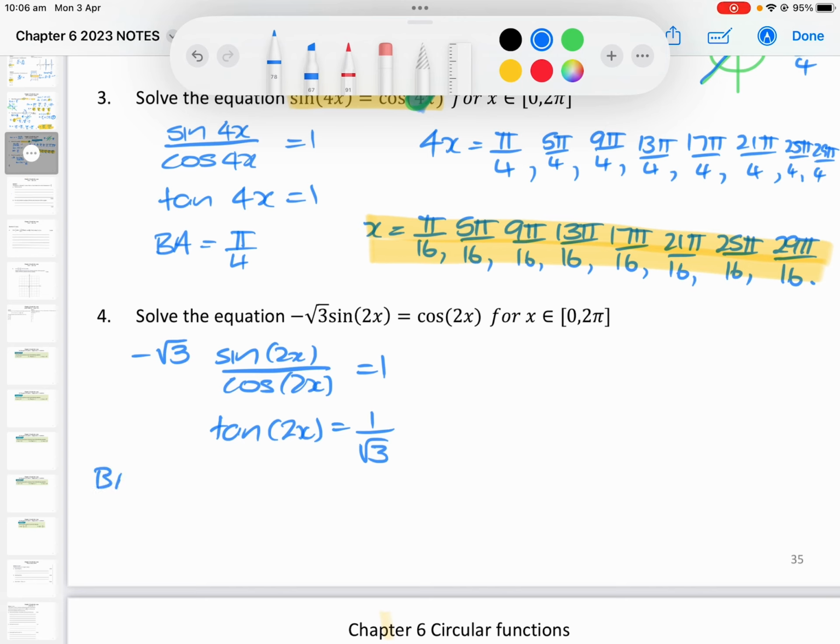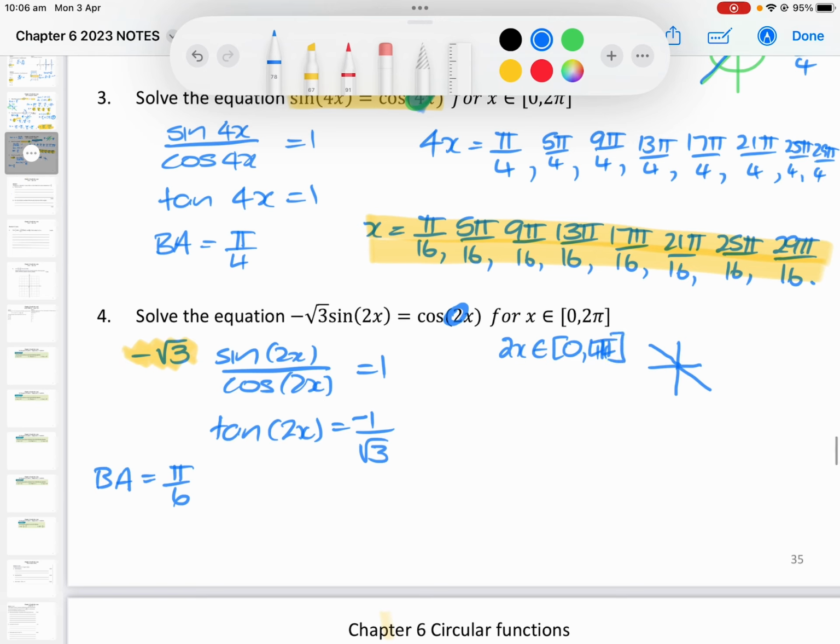So from my exact values, which you have to know, the angle is pi on 6. But in this case, it has to be negative. I missed that out because this one is negative. So I have to think, where is tan negative? Well, tan's negative here and here. And I need to do 2 laps, or I can think 2x is between 0 and 4 pi. So that's now I know I have to keep going around to 4 pi.